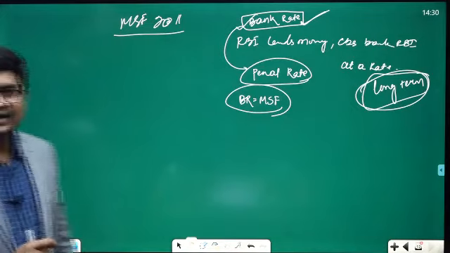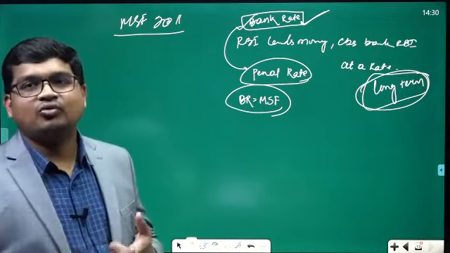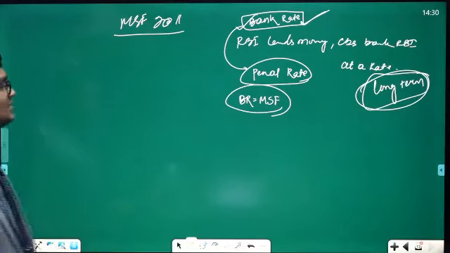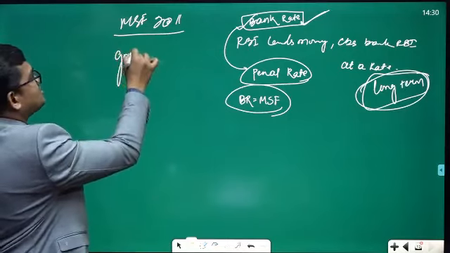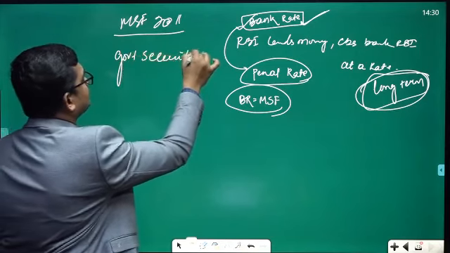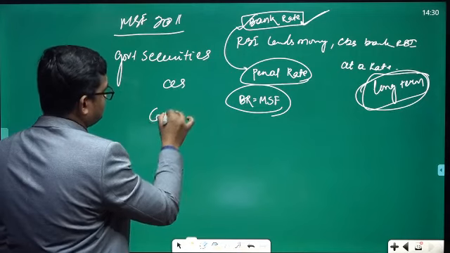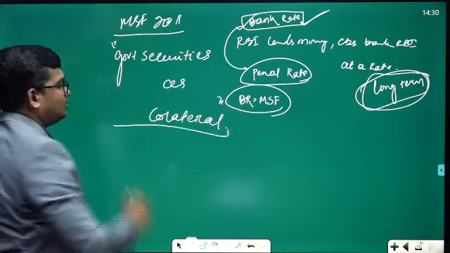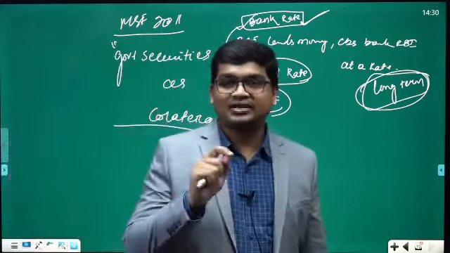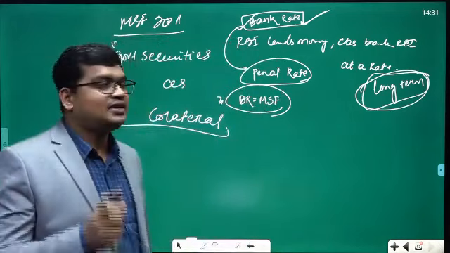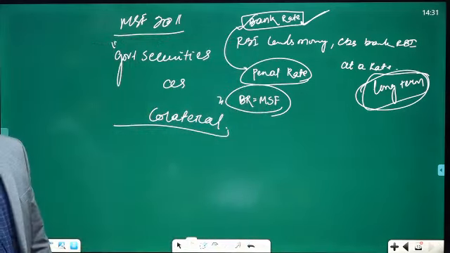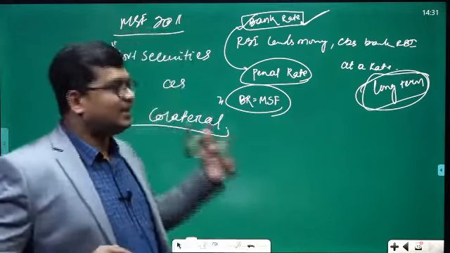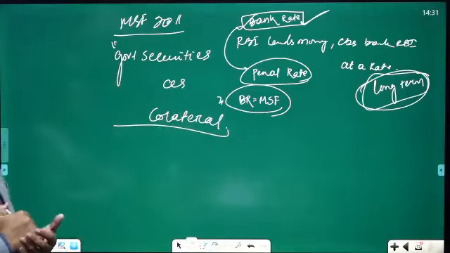It is the interest rate at which RBI provides loans or short term funds to commercial banks with government securities as collateral. I repeat, it is the rate of interest at which RBI gives short term funds to commercial banks against government securities as collateral.